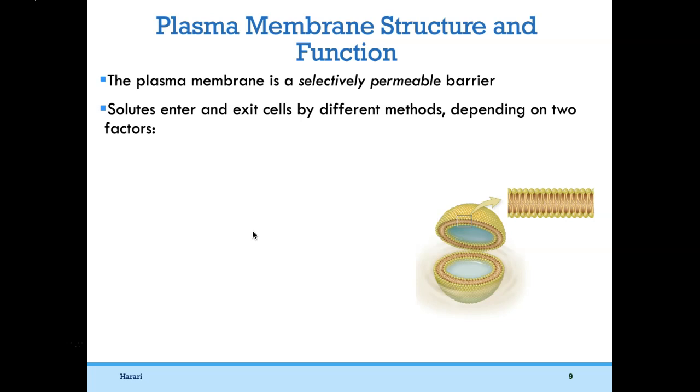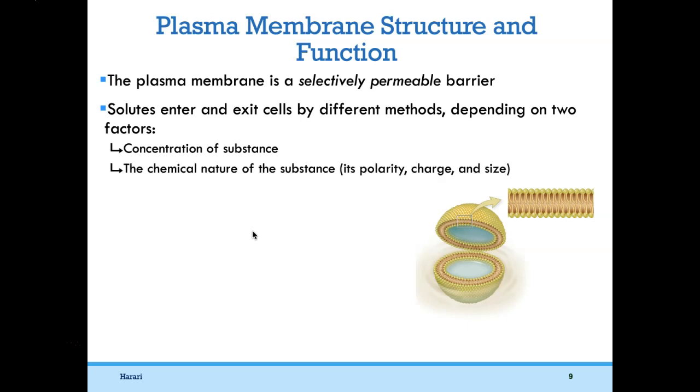But the method depends on two factors, really. It depends on how much of the substance there is inside versus outside of the cell. That will determine the type of transport. And also the chemical nature of the substance. Is it small? Is it polar? Is it large? That will determine how it can enter the cell. So depending on how much of it there is and what it is exactly will determine how it can get in or out of the cell.